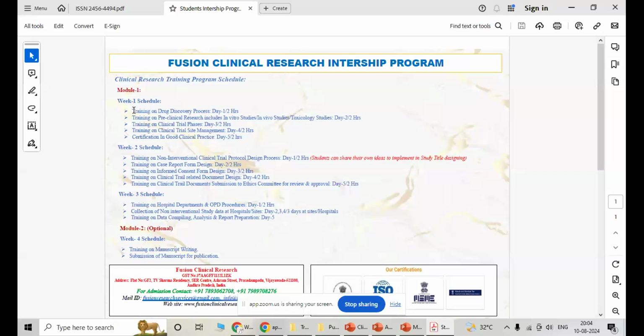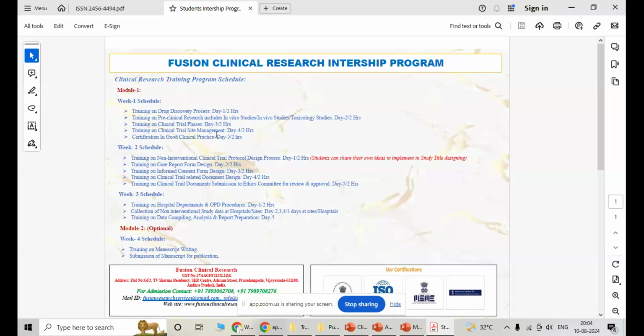So how the internship program goes: for module 1, week 1, after completion of your training from the institute, we will start the training on drug discovery. How does drug discovery start, what is the process of drug discovery? It is 2 hours on day one. On the second day we will train on preclinical research, including in vivo, in vitro, and toxicology studies, 2 hours. And training on clinical trial phases, day 3, 2 hours.